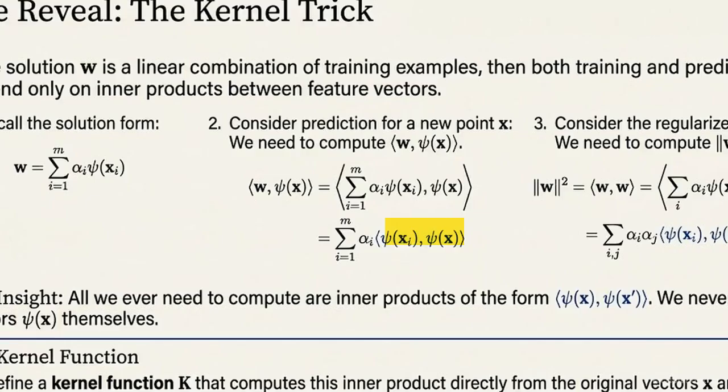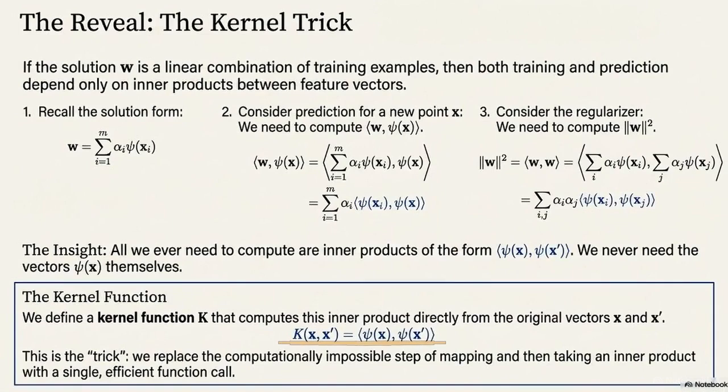These equations demonstrate the resulting loophole. The algorithm only needs to calculate inner products, the mathematical relationships between feature vectors, rather than the vectors themselves. We satisfy this using a kernel function, a direct replacement for the impossible step of mapping points to higher dimensions.